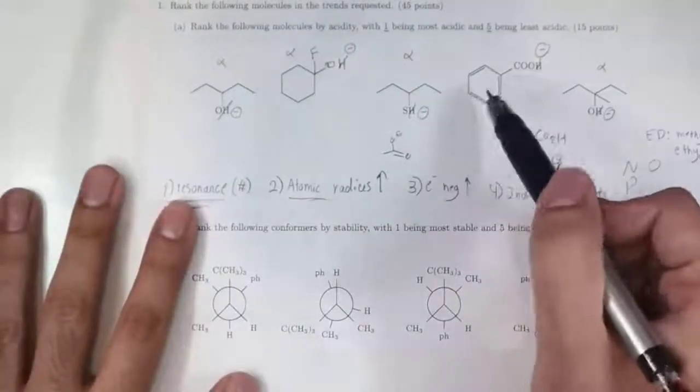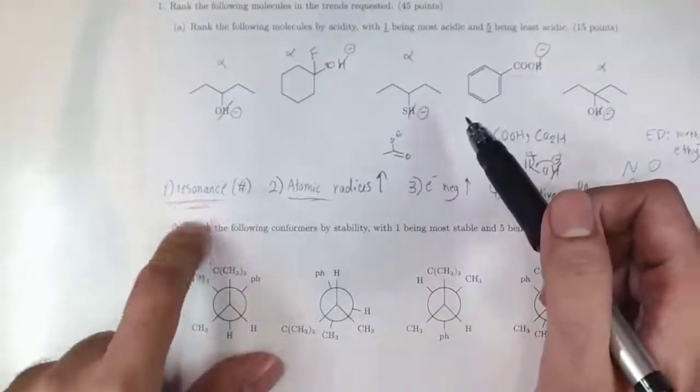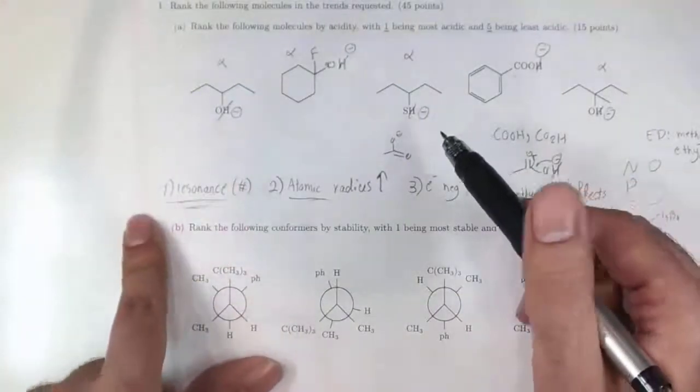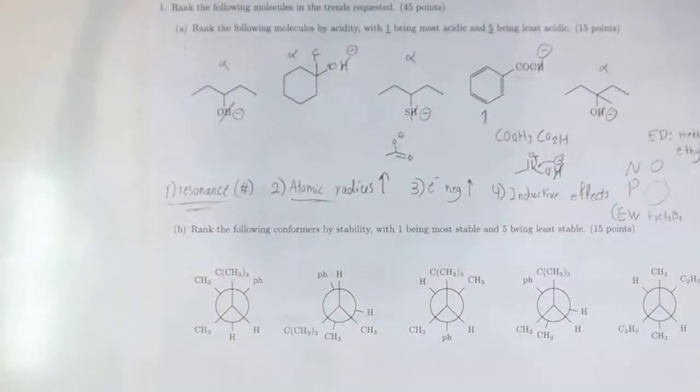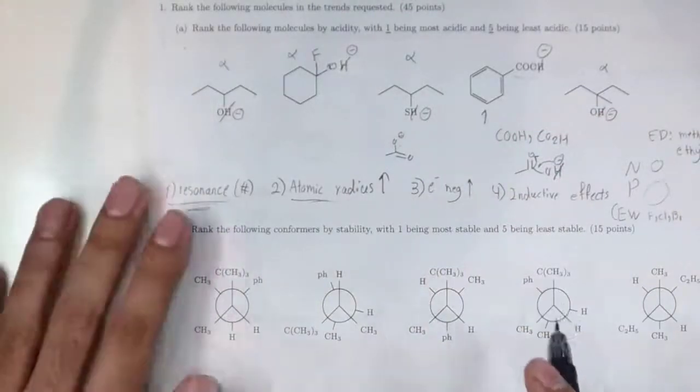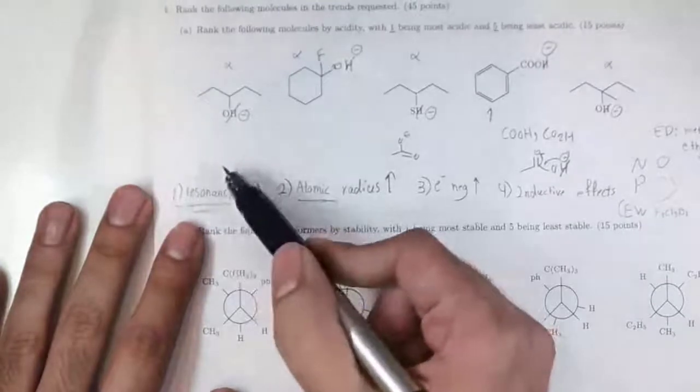Since this is the only compound that has resonance, and since resonance is the most important factor for determining acidity, this is going to be compound number 1. Okay? Now what about the rest of them? We said they don't have resonance.